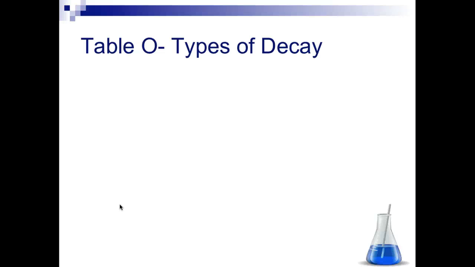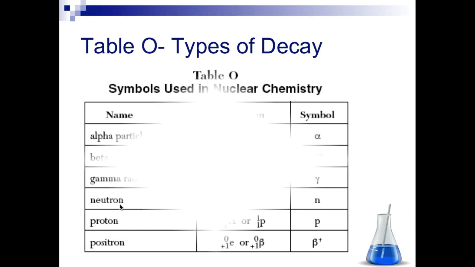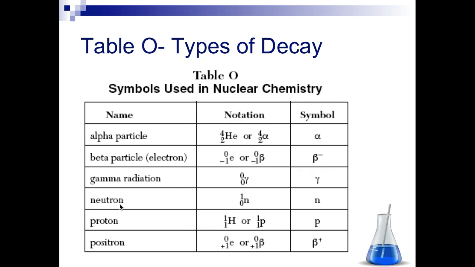So let's look at Table O and let's look at types of decay. So this is directly from your reference packet. So you have your alpha particle with your 2 notations, your beta particle, your 2 different notations, your gamma radiation. This is how you do a neutron in nuclear chemistry. That's how you signify a neutron. A proton looks like this, and then a positron.